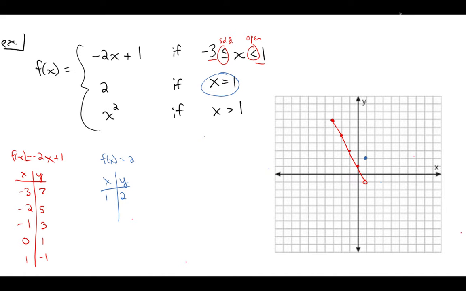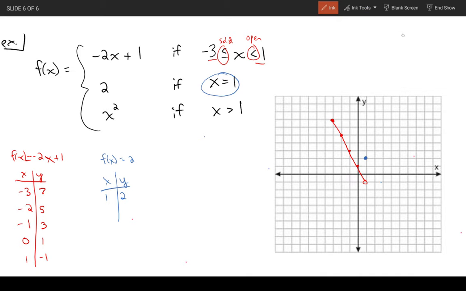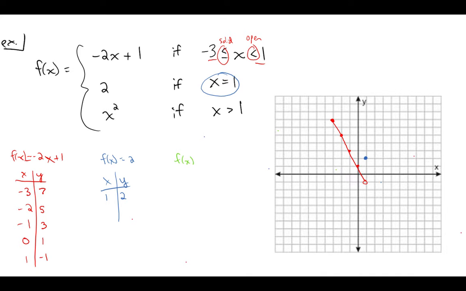And then my last function, f of x equals x squared. And this is for all values greater than 1, but I do want to start with 1. 1 squared is 1. So then bigger I would want 2. 2 squared is 4. 3. 3 squared is 9. 4. 4 squared is 16. Should be fine.